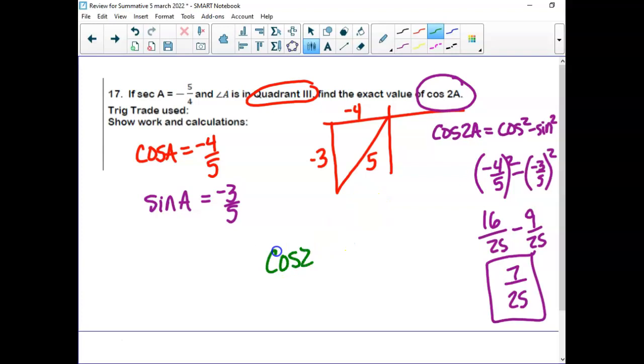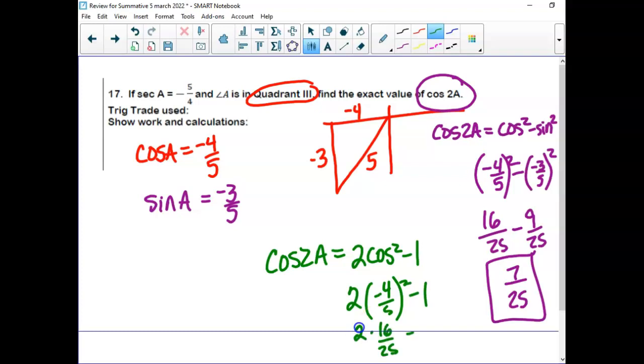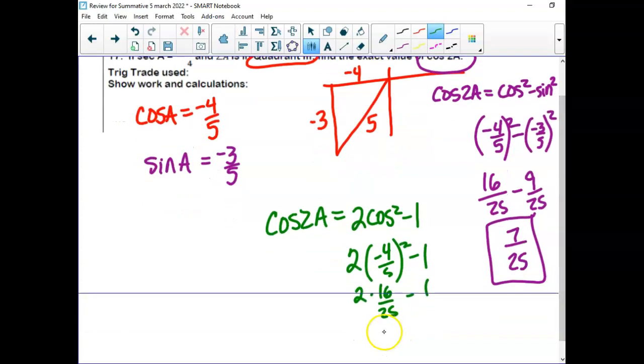Wasn't one of the trades for cosine of 2a actually, is it 2 cosine squared minus 1? So if you had just said, well, I already know the cosine is -4/5, I could have done 2 times 16/25 minus 1, which would have been 32/25 minus 25/25, or 7/25. Look at that. And I didn't even need to draw the triangle, but I don't know that it's that way on the quiz. So, questions?